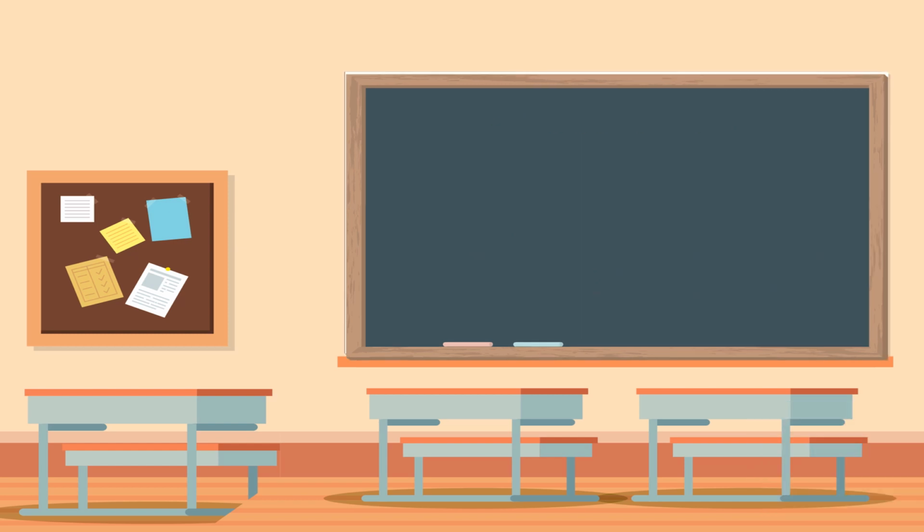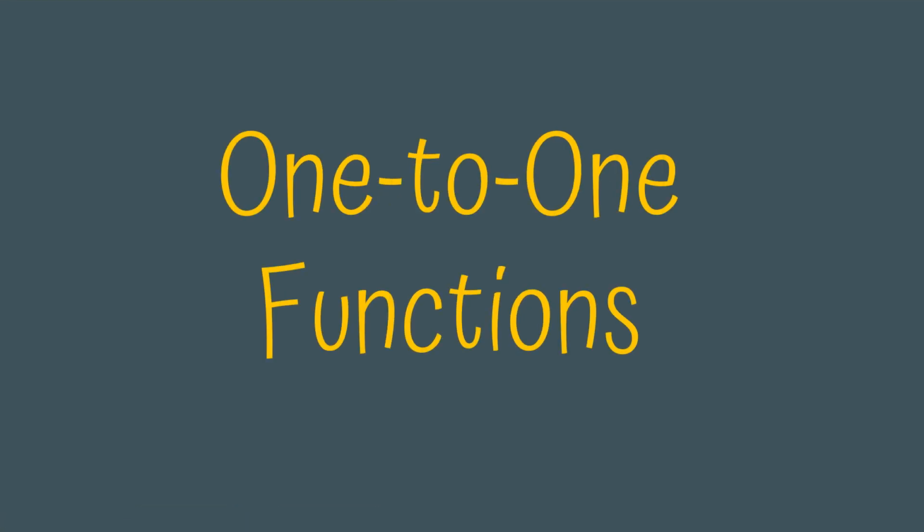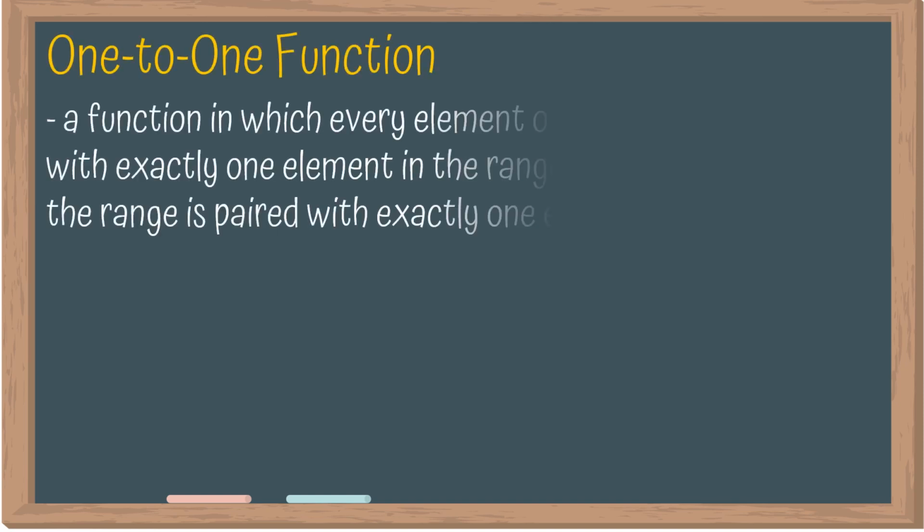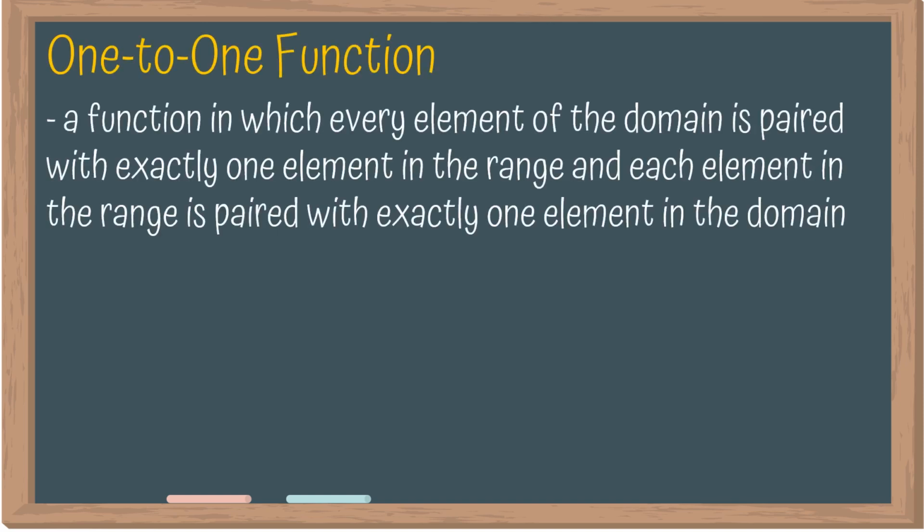Let's start. Okay, so what are one-to-one functions? What is a one-to-one function? It is a function in which every element of the domain is paired with exactly one element in the range and each element in the range is paired with exactly one element in the domain.